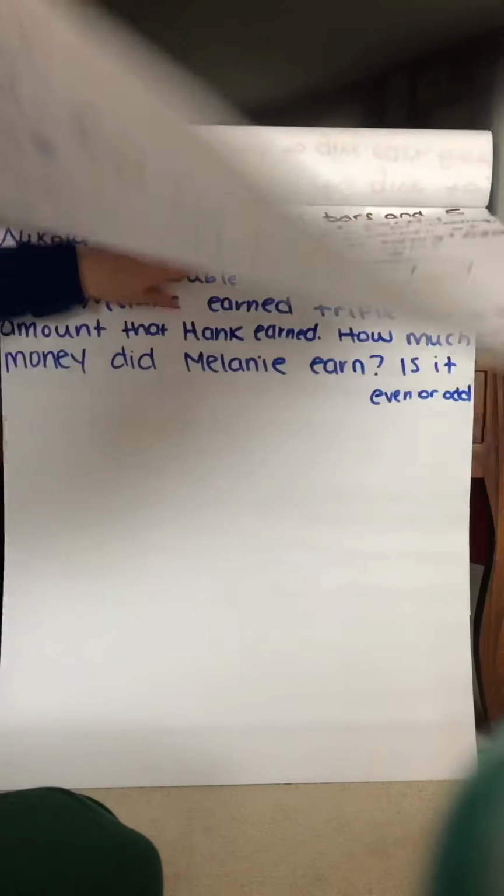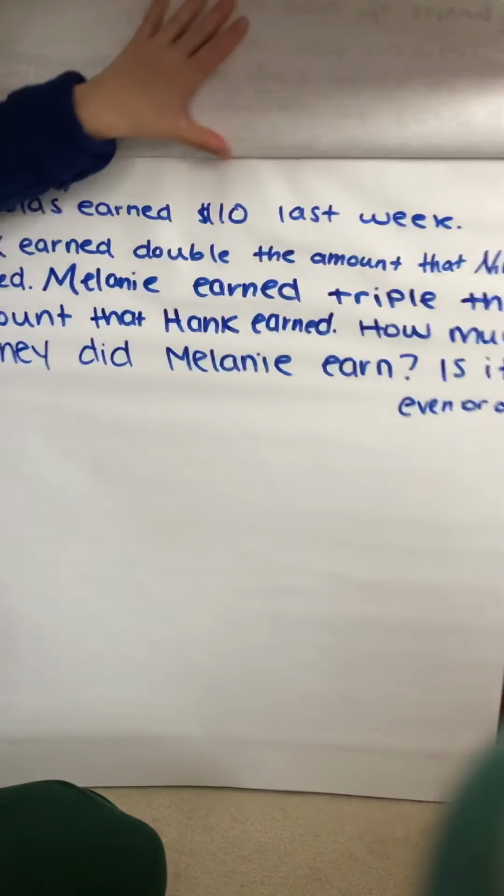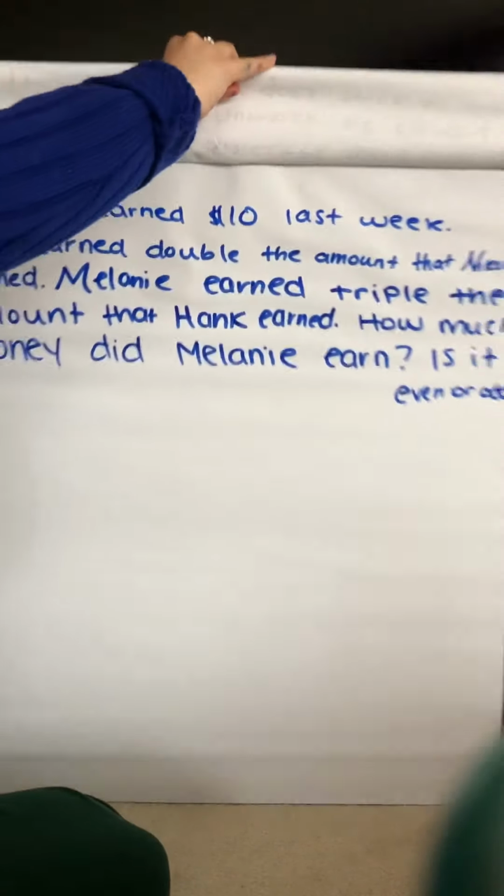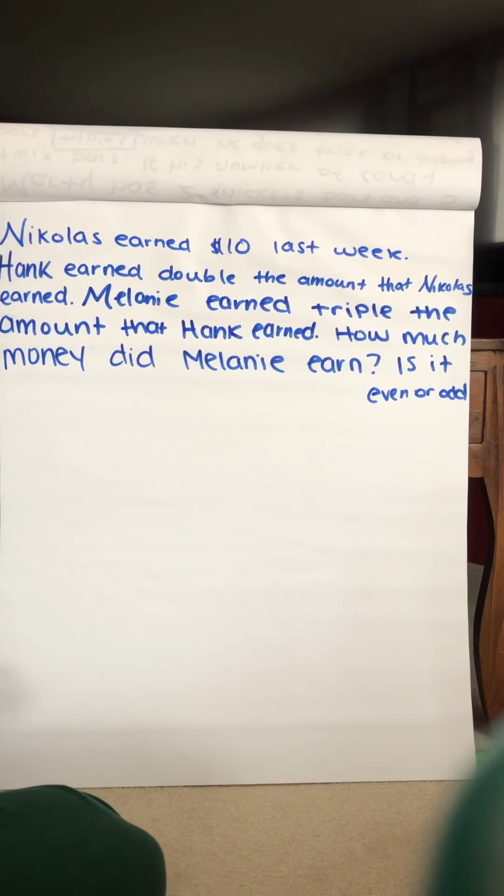Moving on to practice problem number 2. Nicholas earned $10 last week. Hank earned double the amount that Nicholas earned. Melanie earned triple the amount that Hank earned. How much money did Melanie earn, and is it odd or even? So again, this is a multi-step problem. You need to figure out a lot of things before you can get to your final answer.